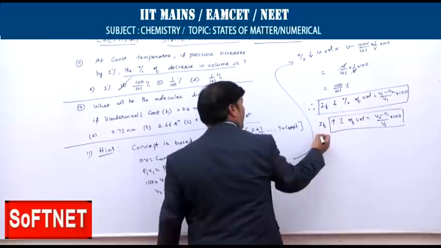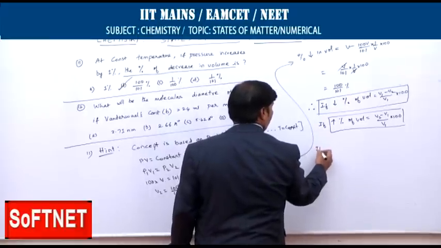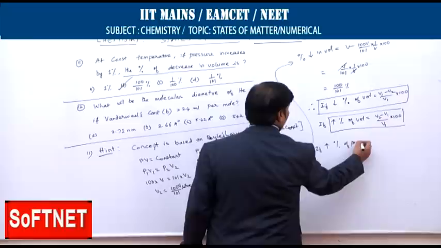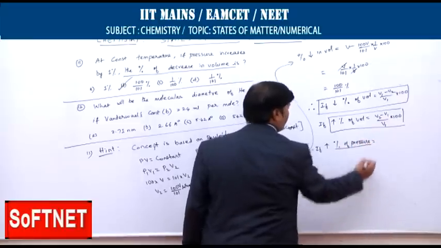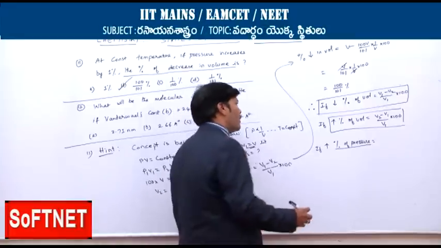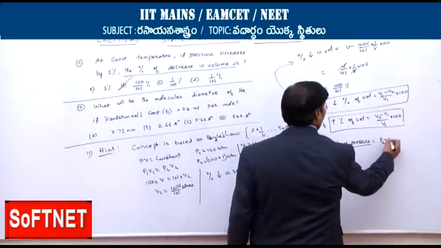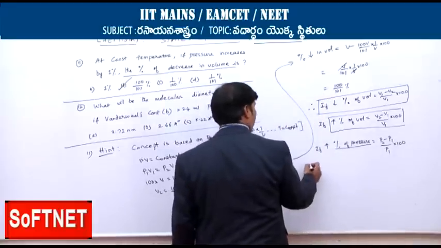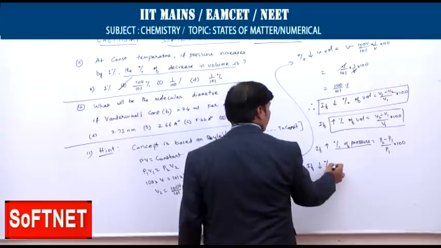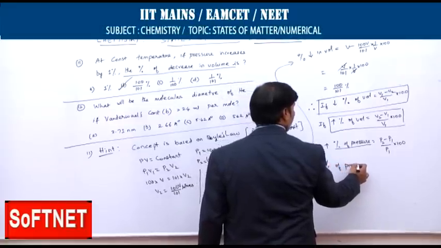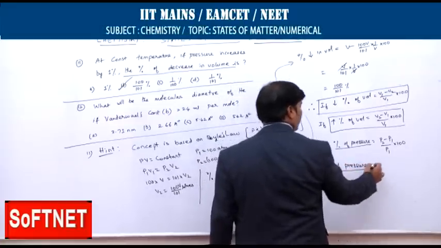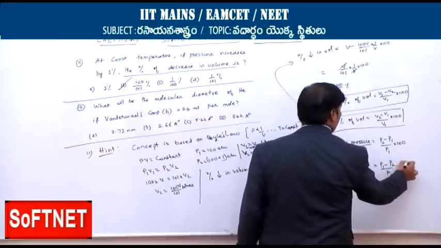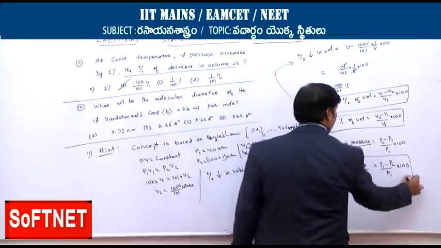Then similarly, if increased percentage of pressure is asked, then it is final pressure minus initial pressure, P2 minus P1, divided by P1 into 100. If decreased percentage of pressure is given, this is (P1 minus P2) divided by P1 into 100. All this we have to keep in mind.